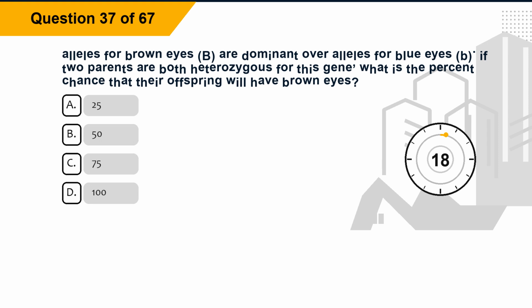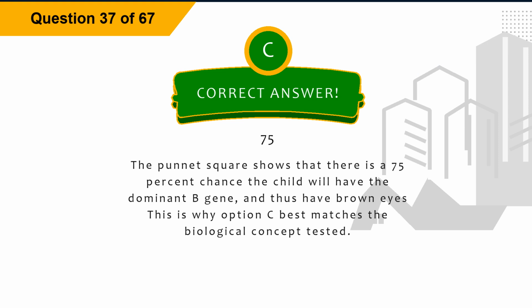Question 37. Alleles for brown eyes, B, are dominant over alleles for blue eyes, b. If two parents are both heterozygous for this gene, what is the percent chance that their offspring will have brown eyes? Option A, 25. Option B, 50. Option C, 75. Option D, 100. The correct answer is option C, 75. Explanation. The Punnett square shows that there is a 75% chance the child will have the dominant B gene, and thus have brown eyes. This is why option C best matches the biological concept tested.